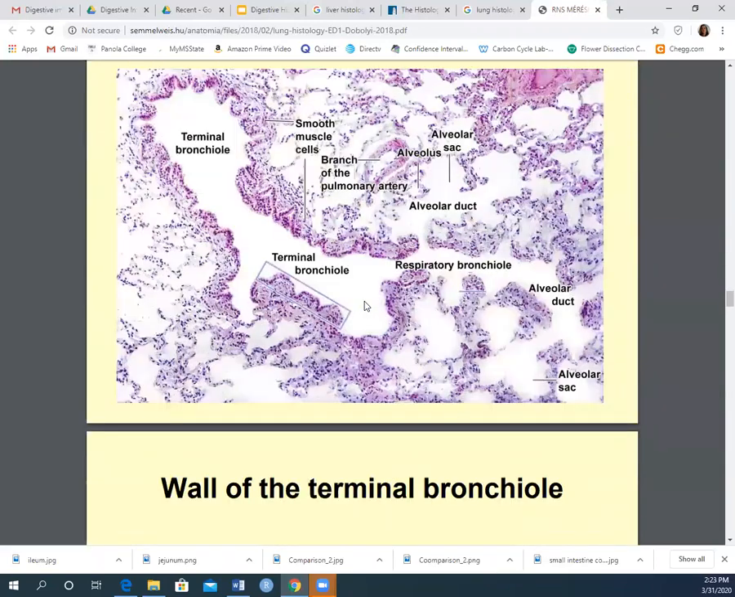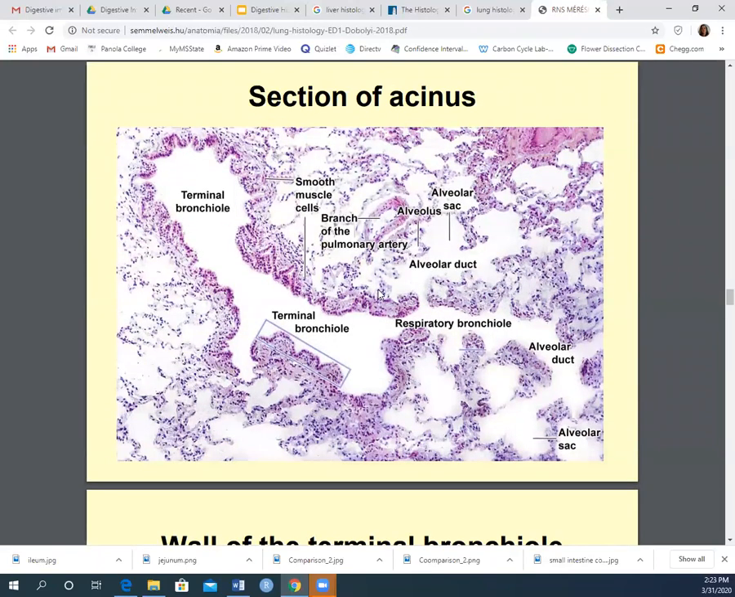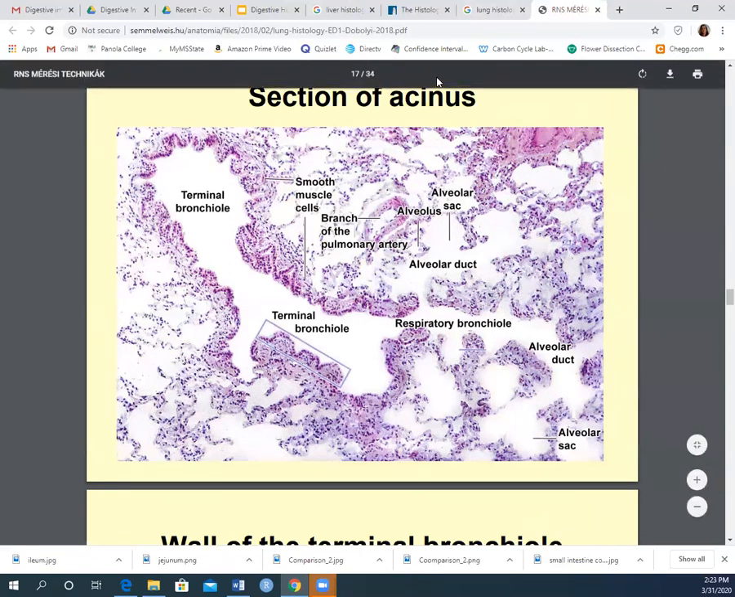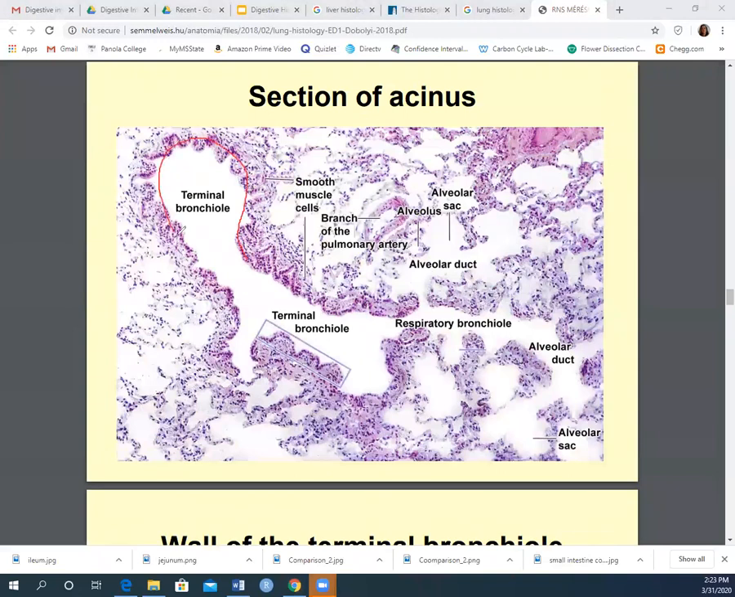PowerPoint. Okay. So this is a lung right here that you're seeing. You see this very, very large canal right here. That is showing a bronchiole. Okay. So a bronchiole is going to be a very large canal-looking area when you're looking at the lung under histology. And then, let me get a different pen color here.